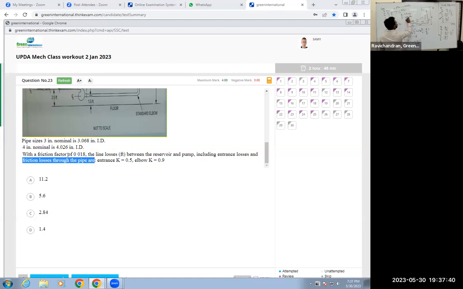Actually, it is 32.2. 2G into D, how much? 4/2. Even if you take 4.026 and 4, it is just negligible. It will not affect much on the answer.